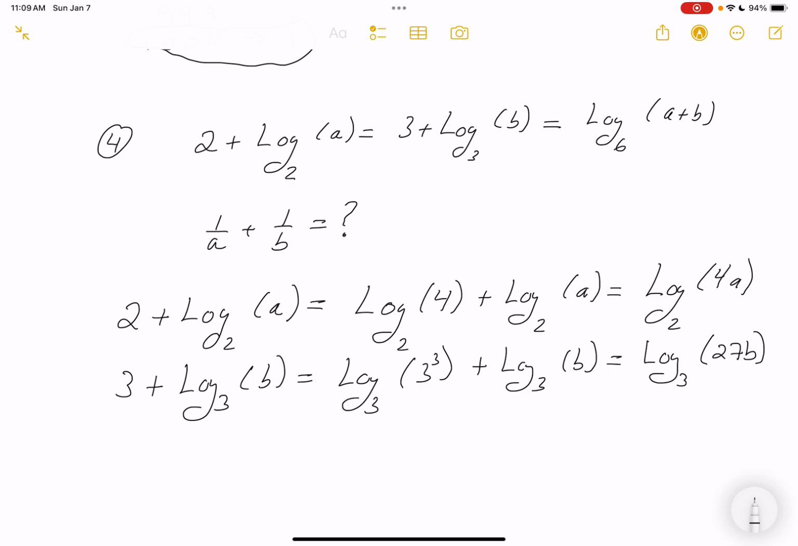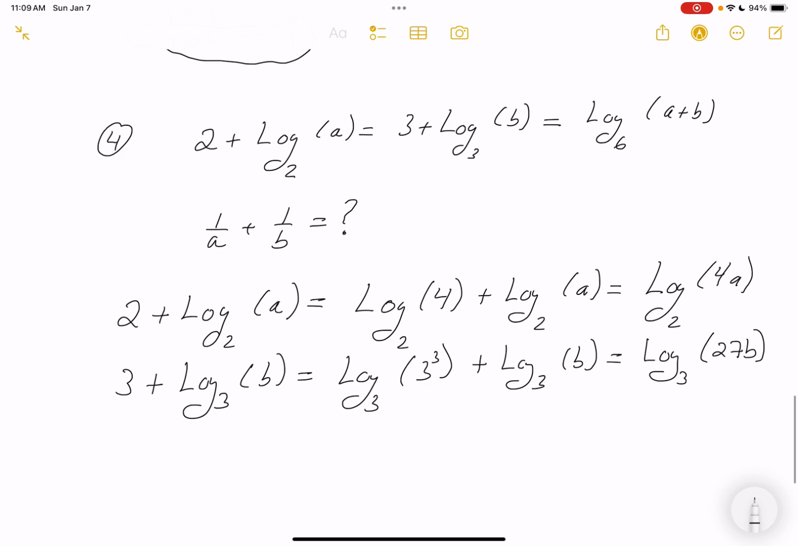Again, you may look at this and say, I wonder where it's going. And I'm wondering where it's going now too, but the last one, there's not much I could do about that. That's just log base 6 of a plus b. All right? What do I know about all these 3 things? They're all the same thing. Every single one is the same thing.